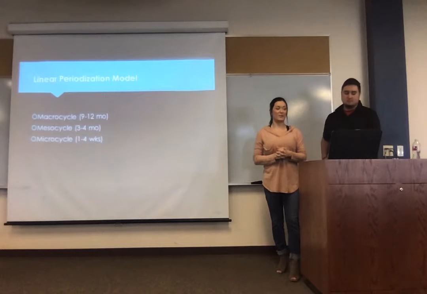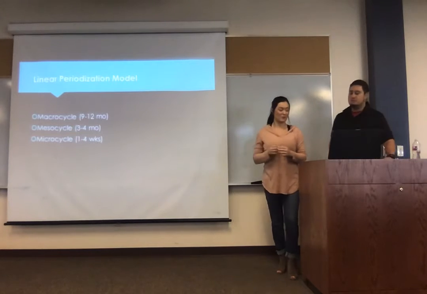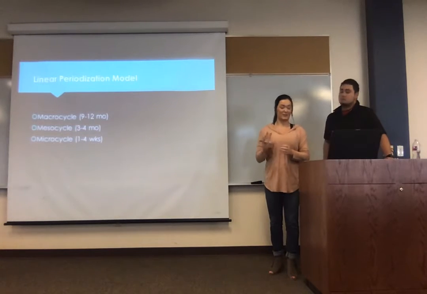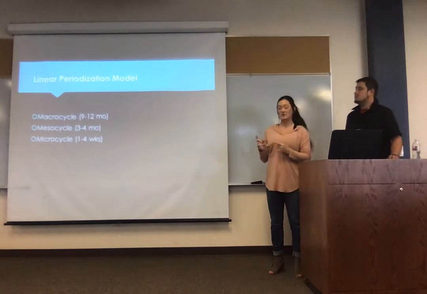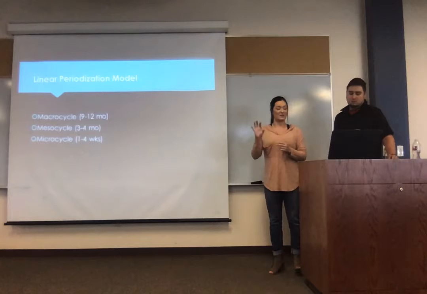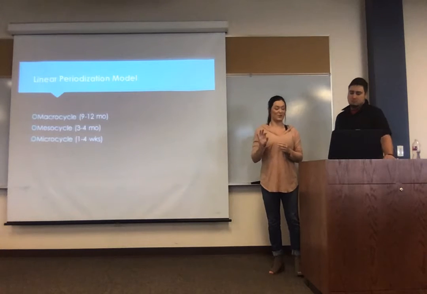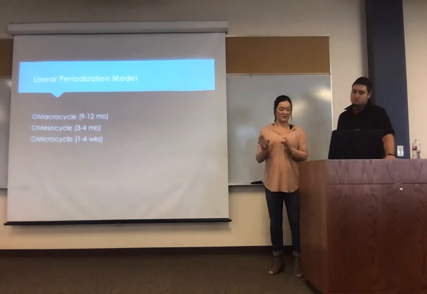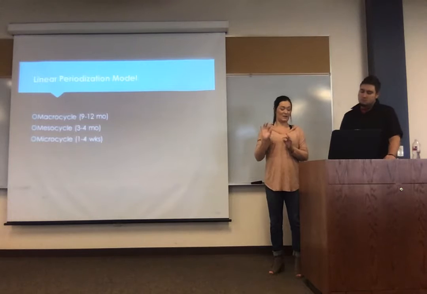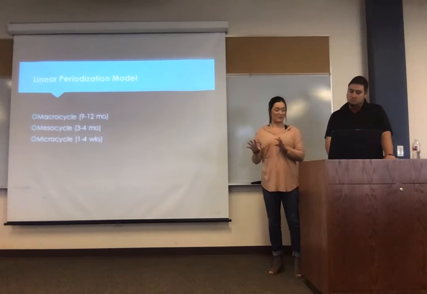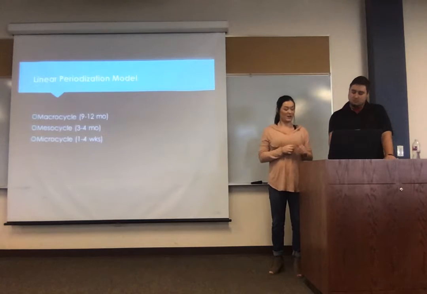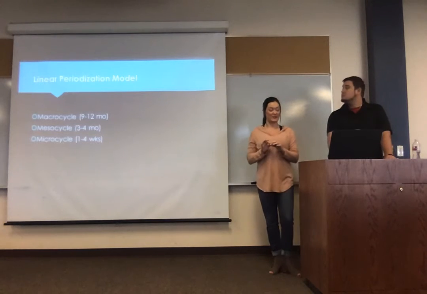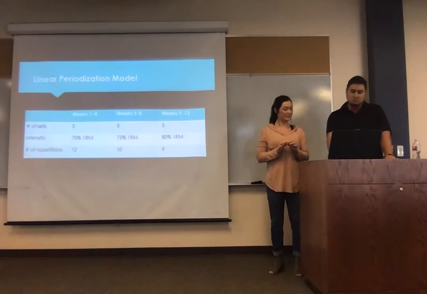So first we're going to talk about the linear periodization model. It's broken down into 3 cycles. There's the macro cycle, which is 9 to 12 months, and then that is divided into the mesocycle, which is 3 to 4 months, and then in each mesocycle there's microcycles, which is 1 to 4 weeks. Within each cycle and also between every cycle, intensity and volume decreases.